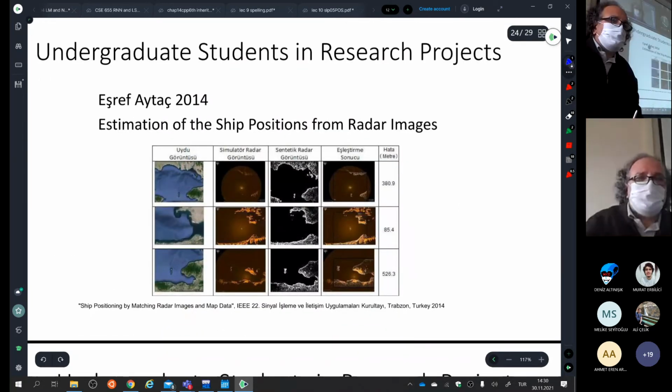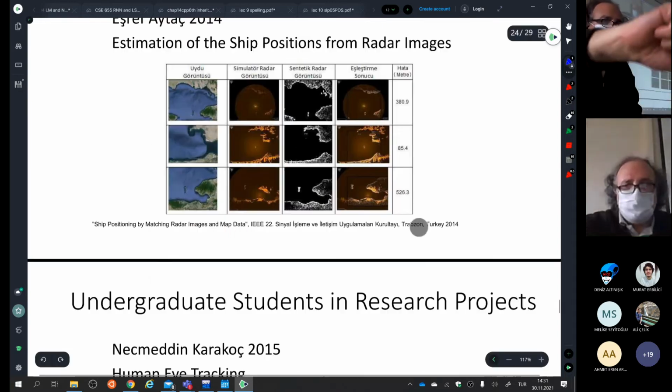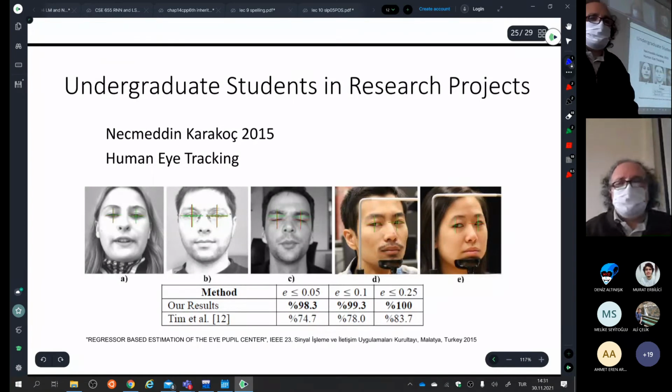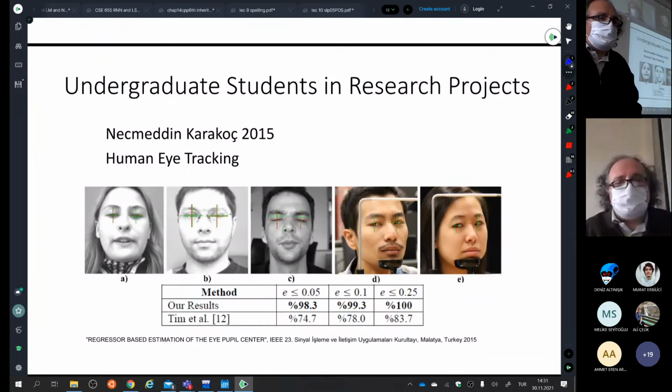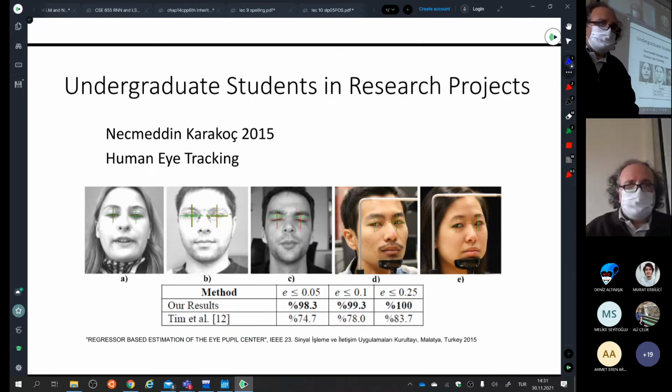Later, the next year, Ashef did this. He worked with Aselsan. By looking at the radar outputs of the ship itself, can I know where I am in the sea without looking at the GPS? That's what he did. These are the errors that he's getting. We are still working on this one. Another student in 2015 looked at where humans are looking. At that time, he was one of the best in the world at finding human eyes, etc.